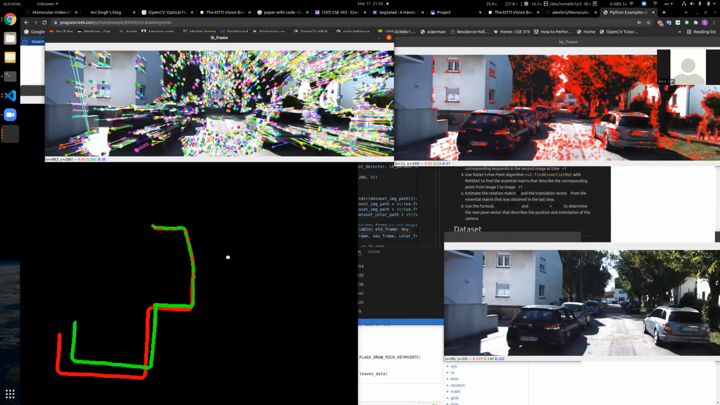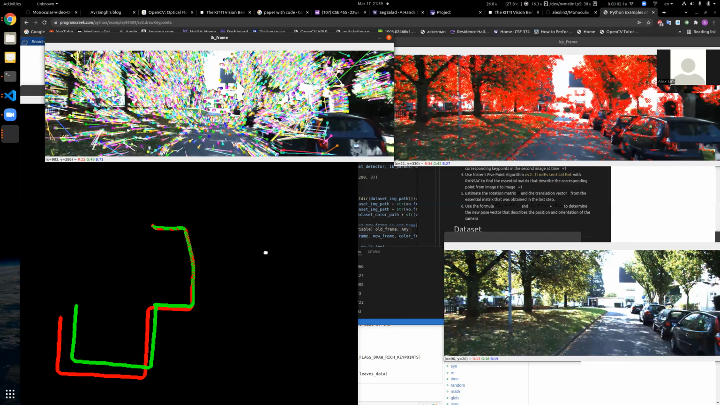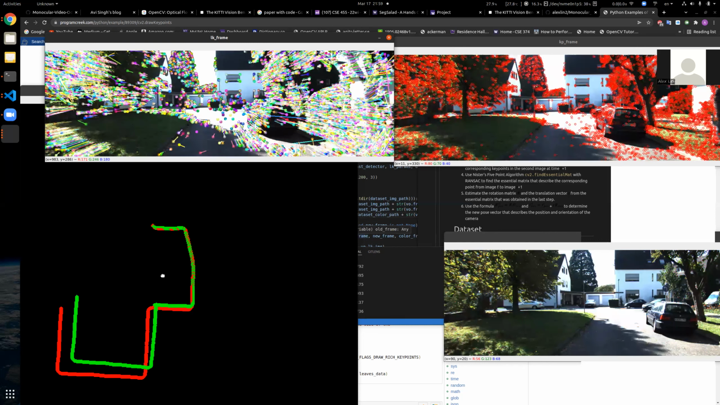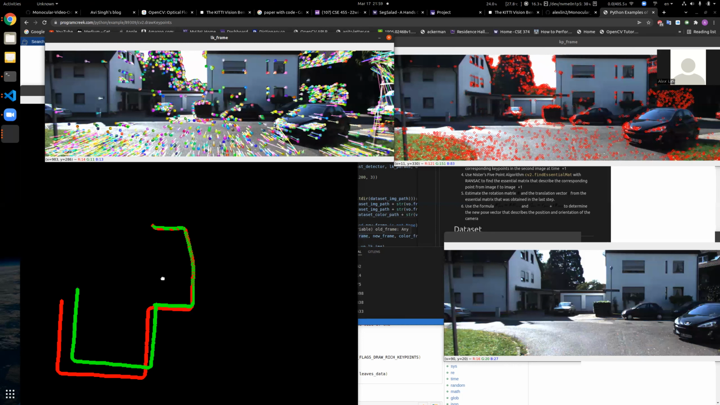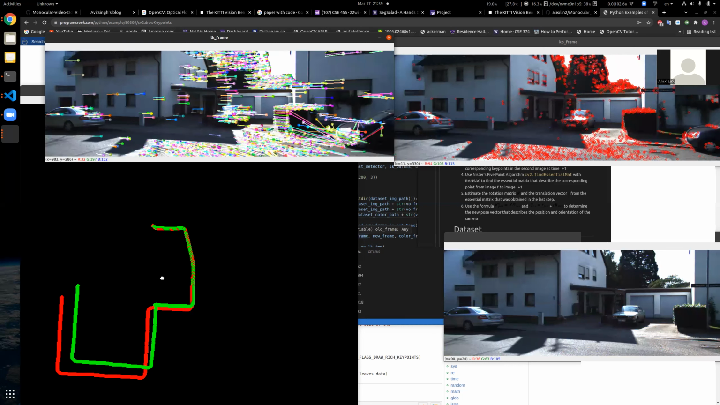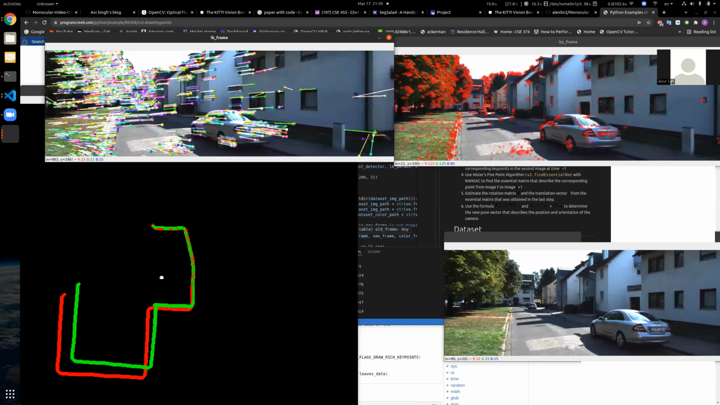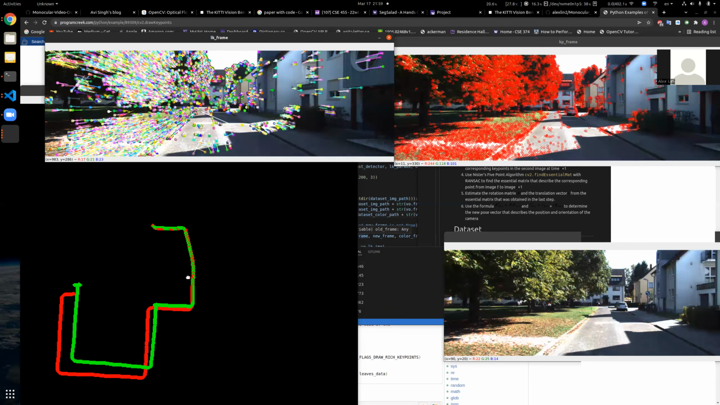This is my final project, and the applications for visual odometry are very wide. It's used widely in robotics, in self-driving cars, and also for camera calibration, for determining the speed of a vehicle, or the distance the vehicle has traveled, etc.